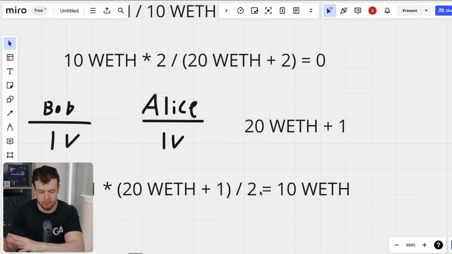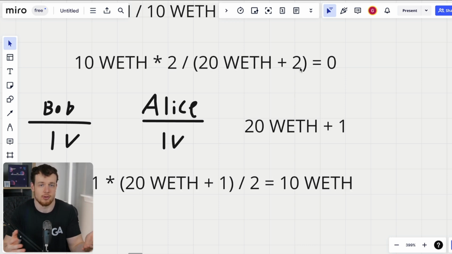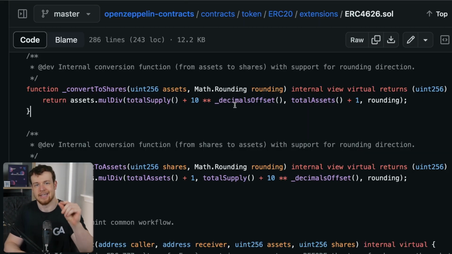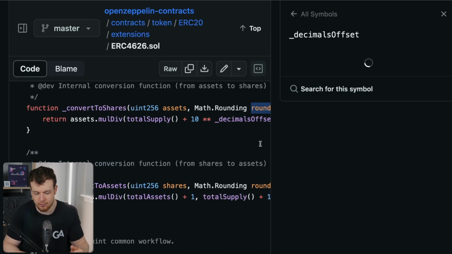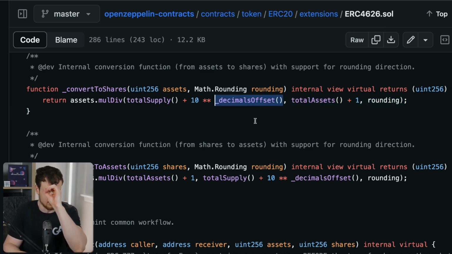Now, even though Alice lost 10 wrapped ether to be able to pull off this attack, she still griefed Bob, right? Griefing is still an attack vector. This still caused harm to Bob, even though it was not really profitable for Alice. She could still do it, but we can make it increasingly hard for Alice to do that. She would have to spend more and more money to make that happen. And the way we address that is we increase the decimal offset. So this was with a decimal offset of 0.